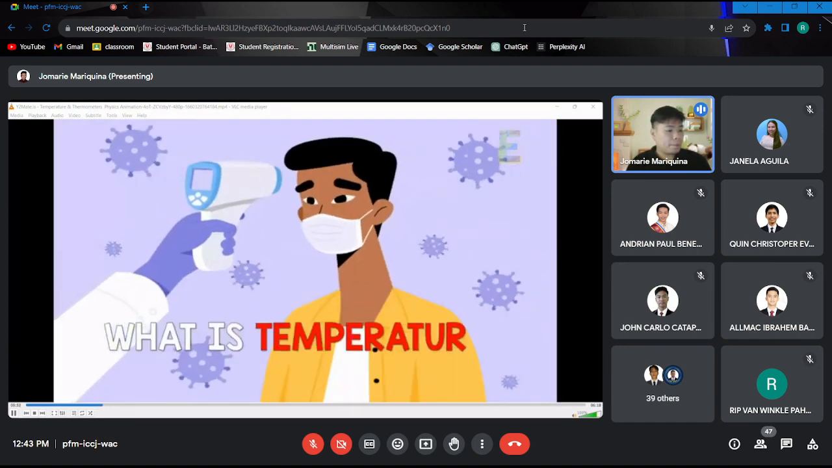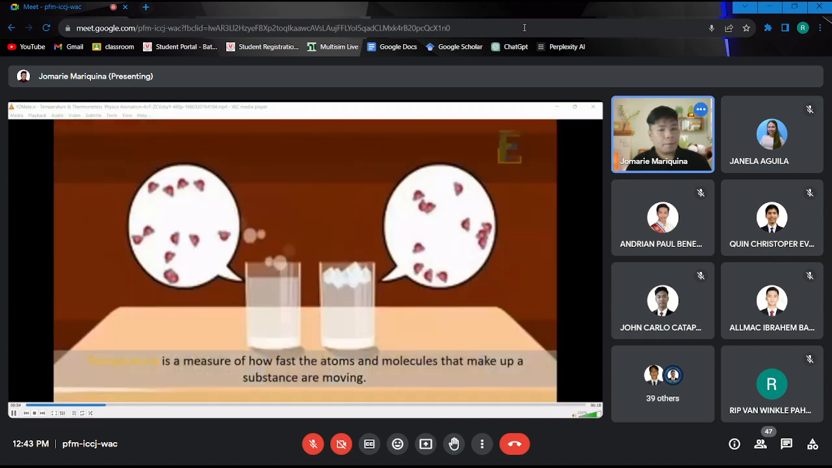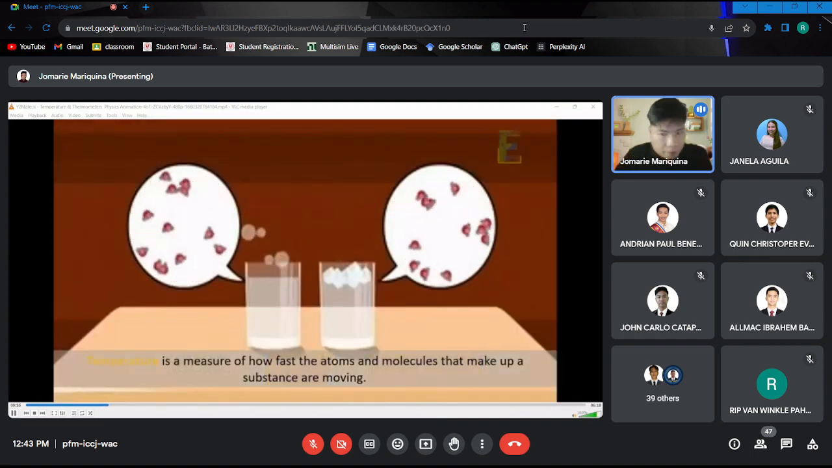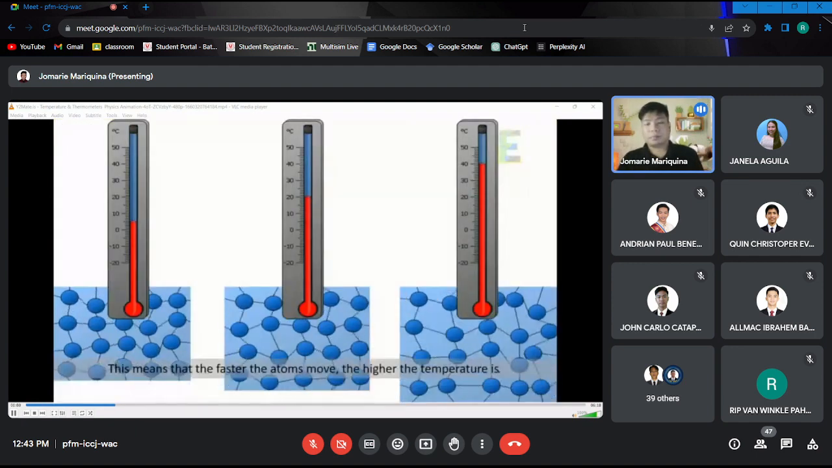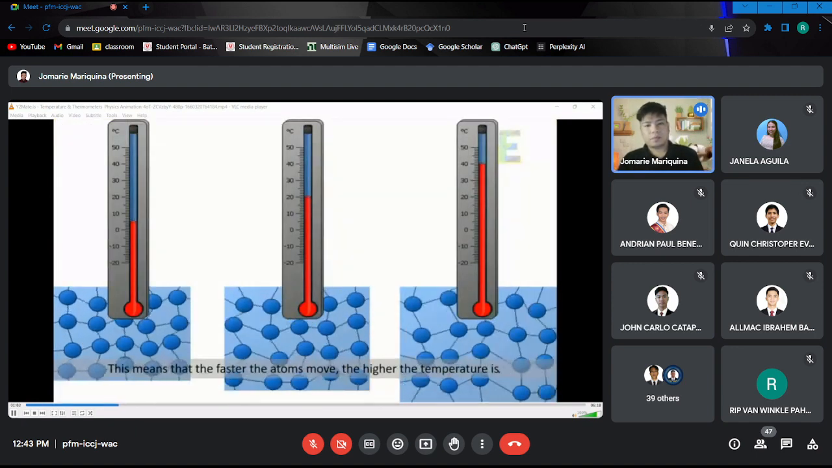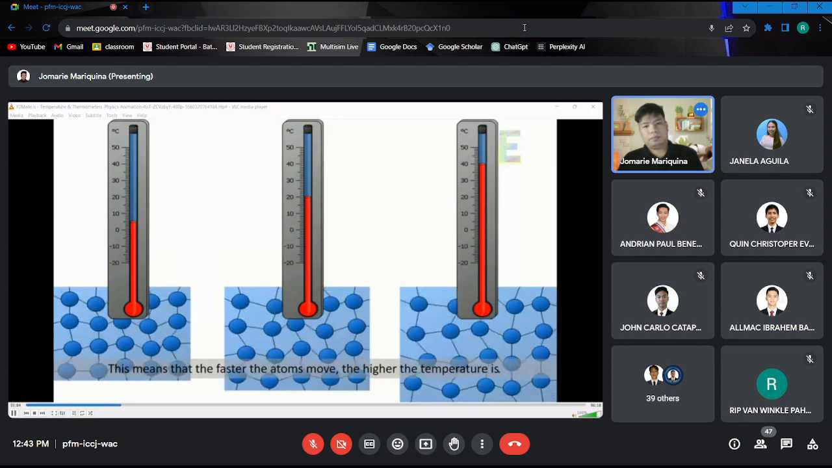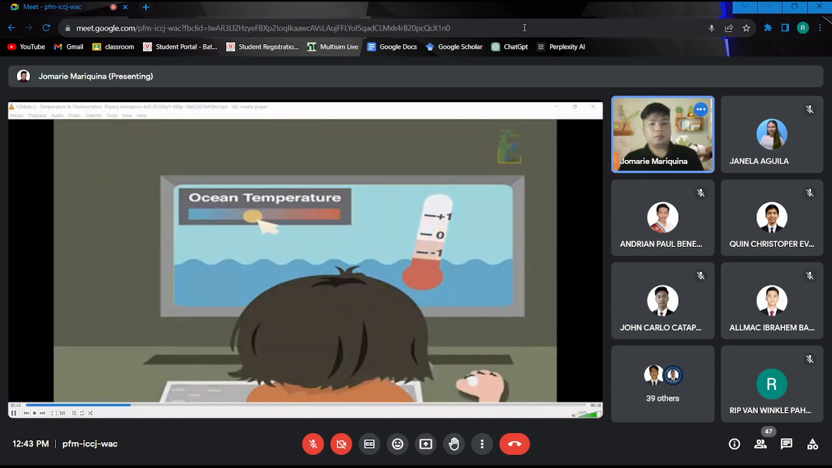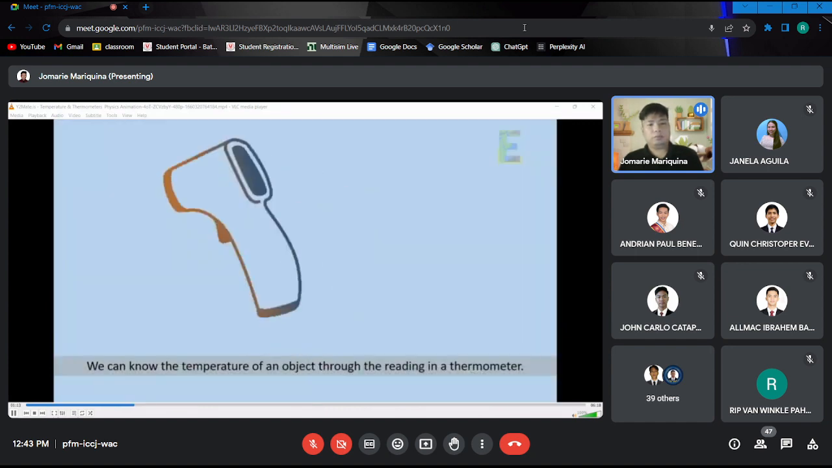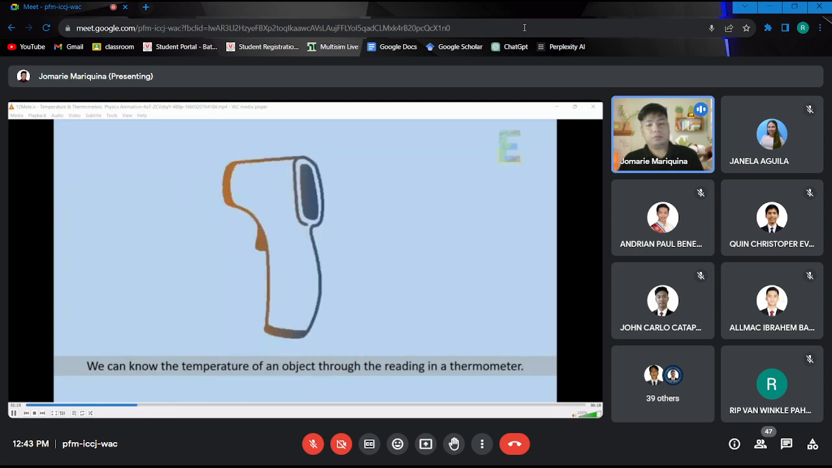So, what is temperature? Temperature is a measure of how fast the atoms and molecules that make up a substance are moving. This means that the faster the atoms move, the higher the temperature is. So, how do we read temperature? Or how do we know what is the temperature of a certain object? We can know the temperature of an object through the reading in a thermometer.